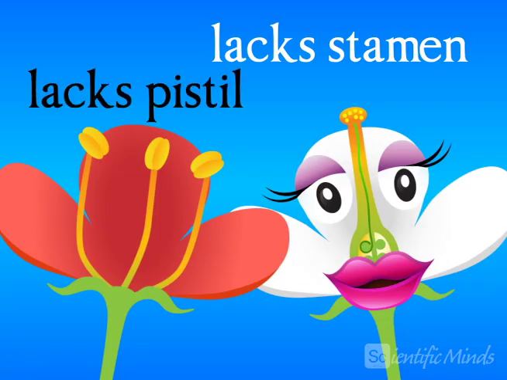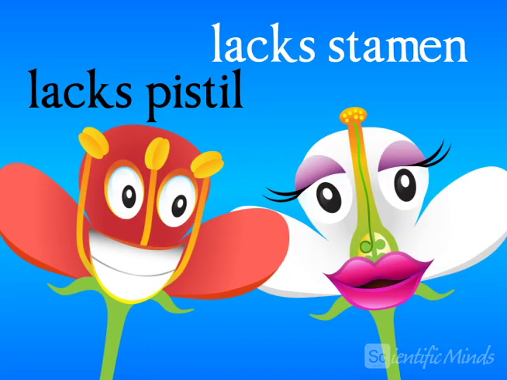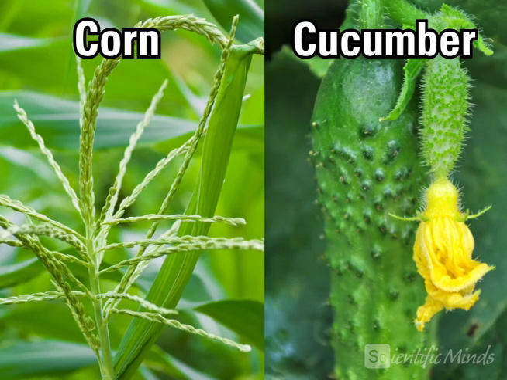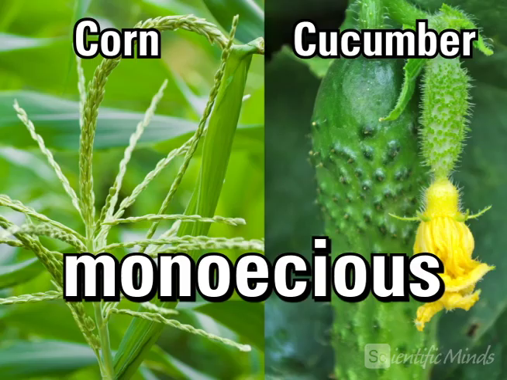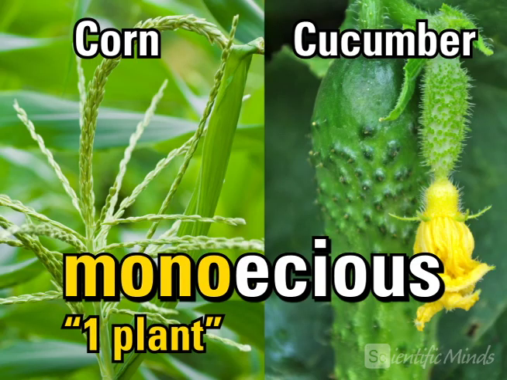If it lacks the female reproductive organ, the pistil, then it's a male flower. Pollen must move from a male flower to a female flower in order for a seed to form. Corn and cucumbers have imperfect flowers. The male and female flowers are located on the same plant, so they're also called monoecious. Both flowers appear on one plant.